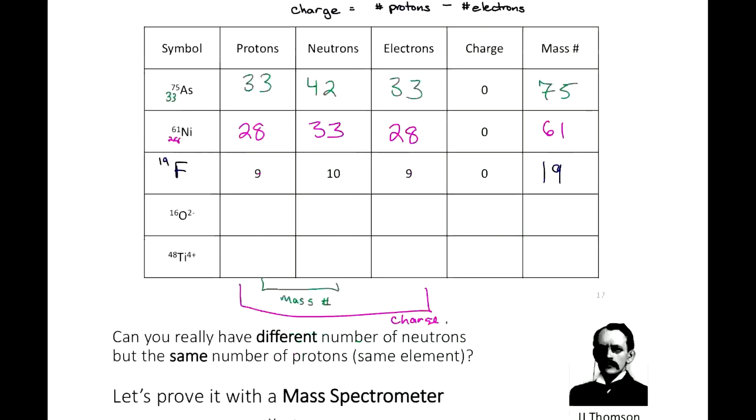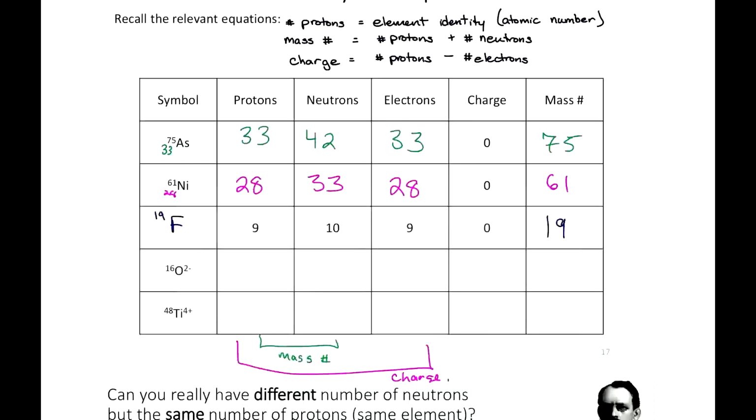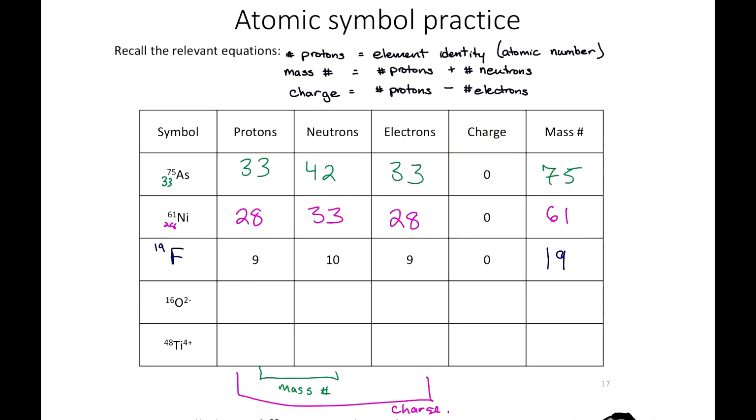All right, next one. Let's do these two. These ones are ions. I'll keep those equations in there. So we got oxygen and titanium. So I'll just do both of them at the same time. Oxygen has 8 protons. Titanium has how many protons? 22, great. All right, so neutrons come from mass number, so the oxygen must have how many neutrons? 8. How many neutrons on that titanium? 26, yes, okay.